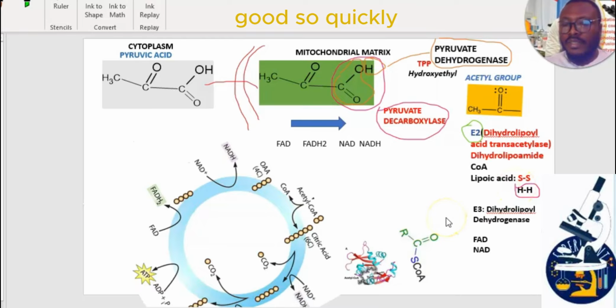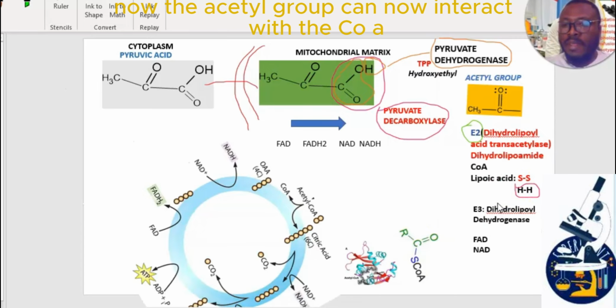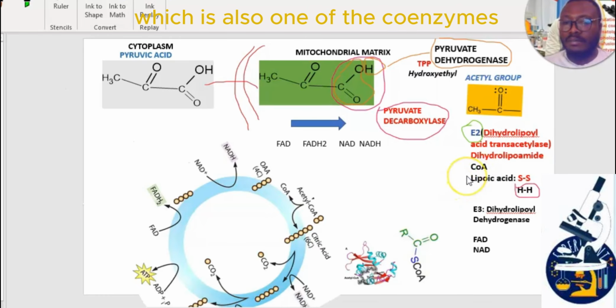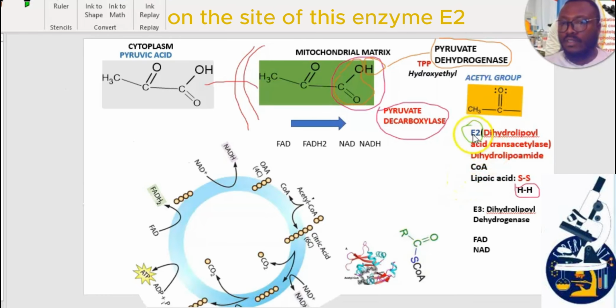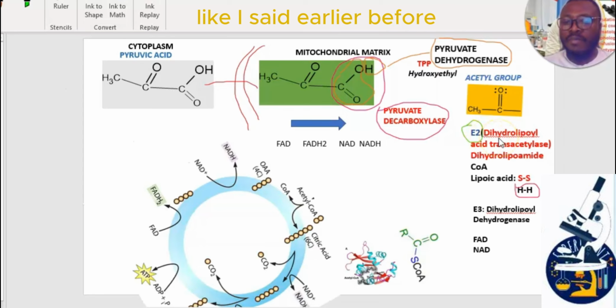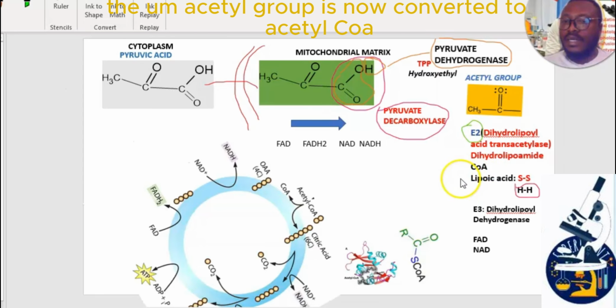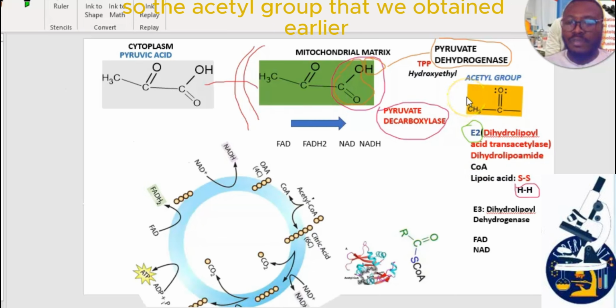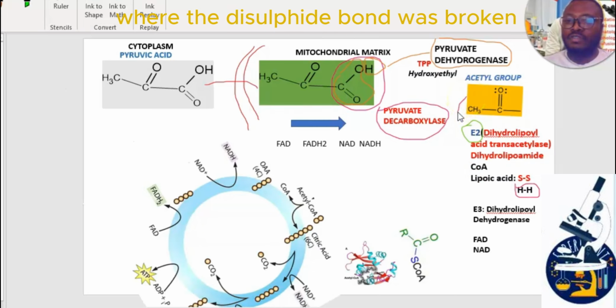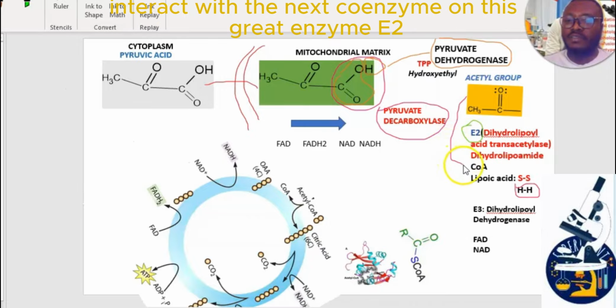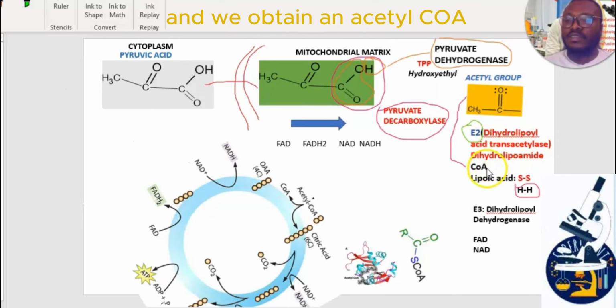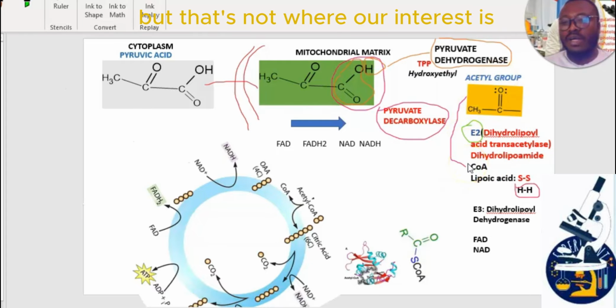Good. So quickly, now the acetyl group can interact with the CoA, which is also one of the coenzymes on the sides of this enzyme E2, like I said earlier, and therefore the acetyl group is converted to acetyl CoA. So the acetyl group that we obtained earlier, where the disulfide bond was broken, interacts with the next coenzyme on this great enzyme E2, and we obtain an acetyl CoA. But that's not where our interest is.